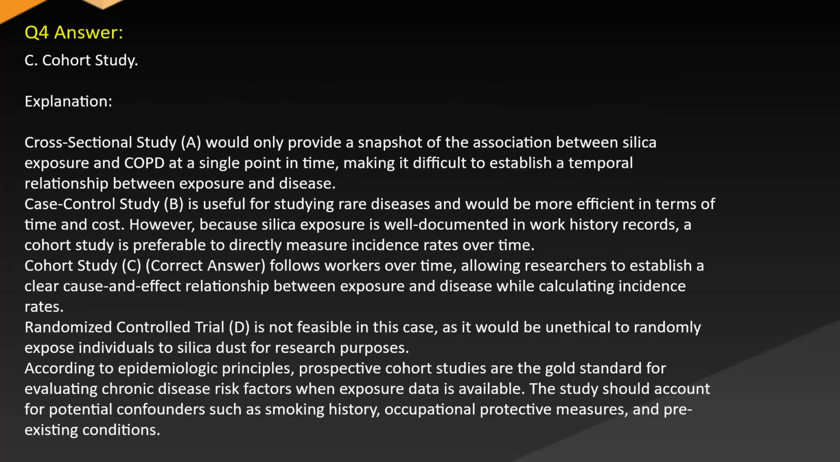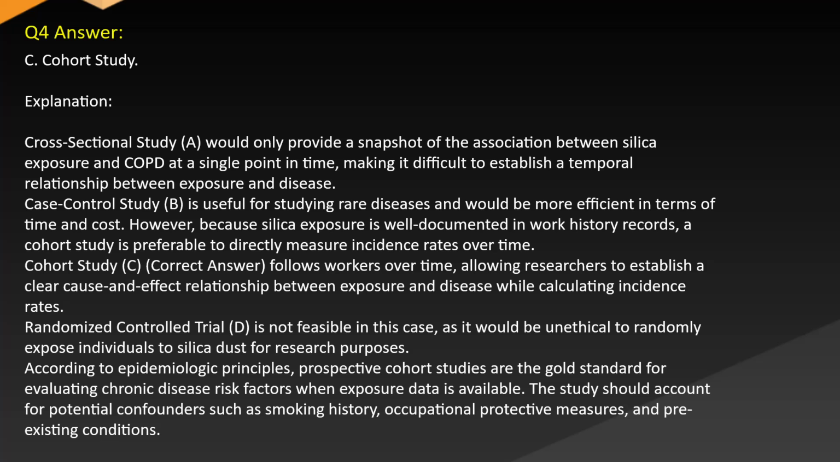Answer: C. Cohort study. Explanation: Cross-sectional study A would only provide a snapshot of the association between silica exposure and COPD at a single point in time, making it difficult to establish a temporal relationship between exposure and disease. Case control study B is useful for studying rare diseases and would be more efficient in terms of time and cost. However, because silica exposure is well documented in work history records, cohort study is preferable to directly measure incidence rates over time.